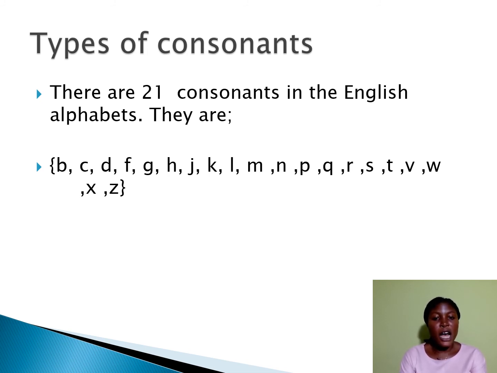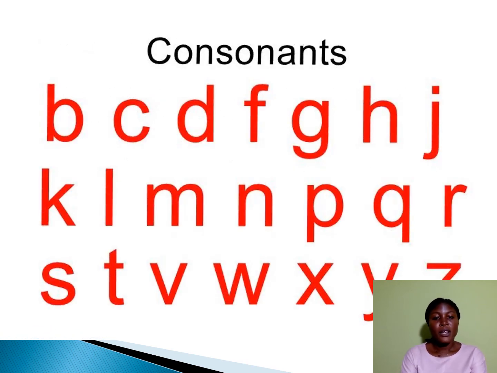Now let's mention these 21 consonants in the English alphabet again. We have B, C, D, F, G, H, J, K, L, M, N, P, Q, R, S, T, V, W, X, Z. I believe you've been able to make these sounds. Well done. Let's move on. Now these are the consonants nicely arranged.